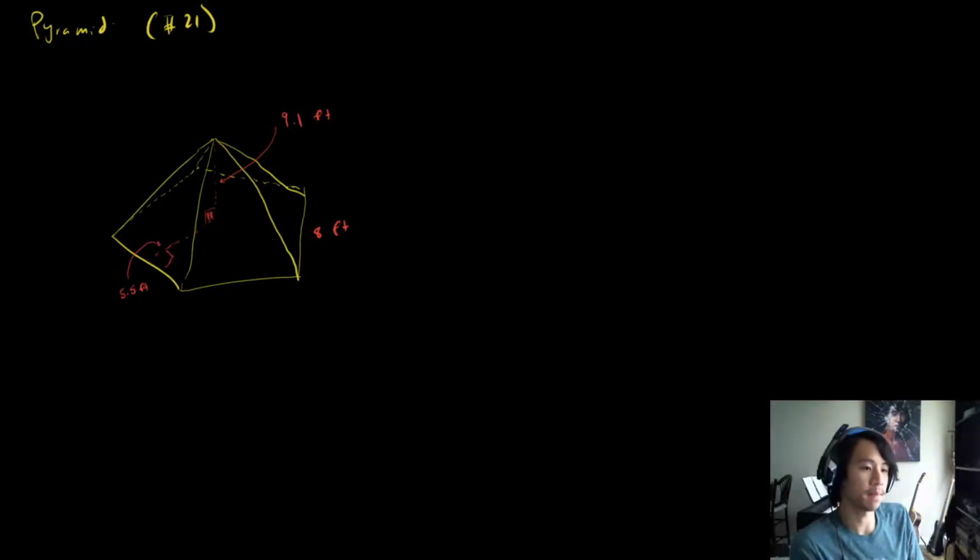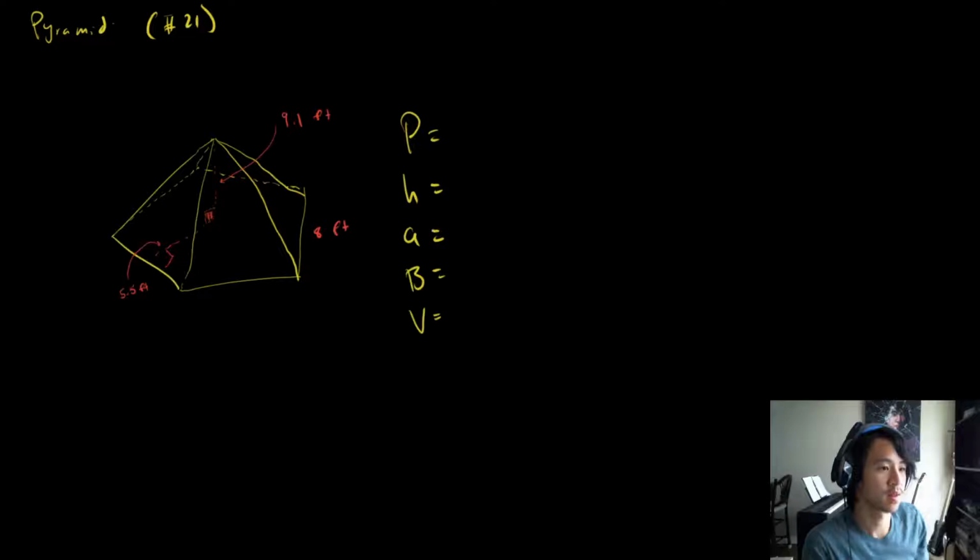So here is another pyramid. This is number 21 on y'all's sheet. All right, I forgot to write all the things you needed to find, so I just did that real quick. And let's go ahead and do this. This is number 21 on your sheet again.